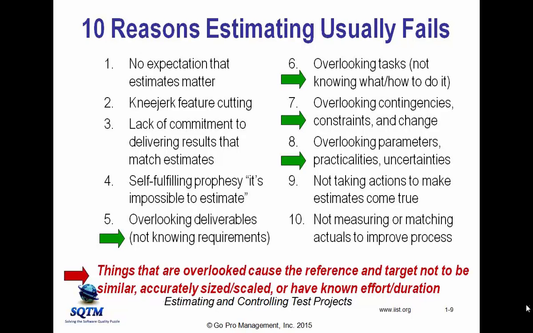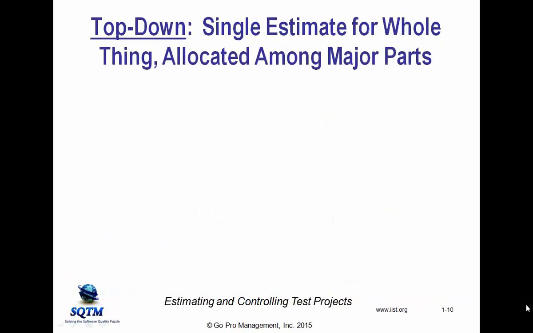Okay? Now, overlooking is the big issue, because anything that is overlooked is not going to be estimated. Okay? And things that are overlooked then affect these other issues: similarity, scaling, sizing, and our ability to have known effort and duration. So overlooking things becomes the big bad guy, the mechanical issue. There are two major approaches to estimating.